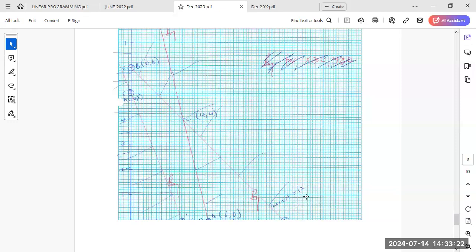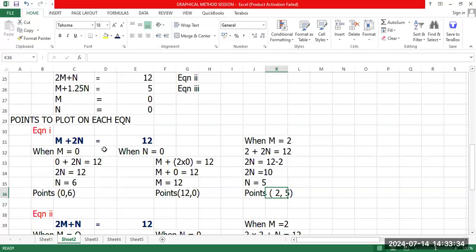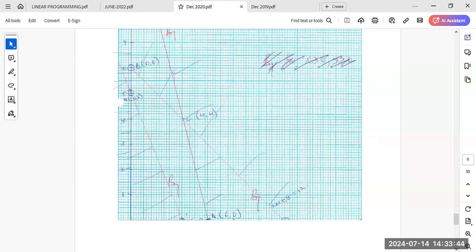You see here I have tried, this is n, 2n plus m is equal to 12. That was our equation. For the other side, I started with 2n, but you get the same. This is your line: m plus 2n is equal to 12.